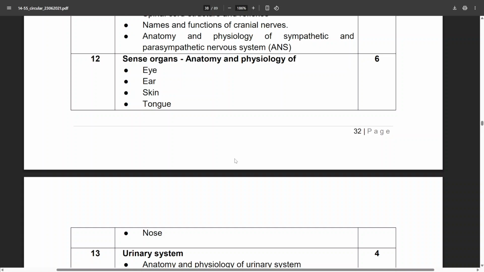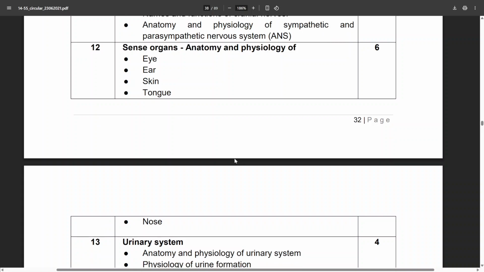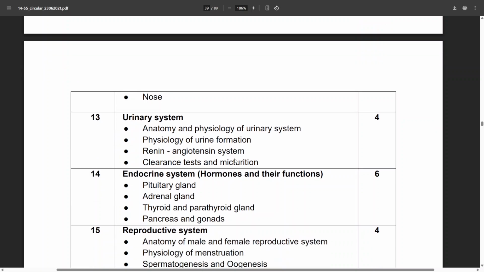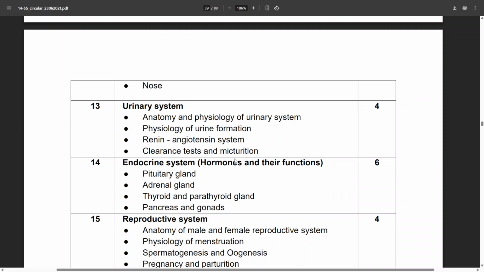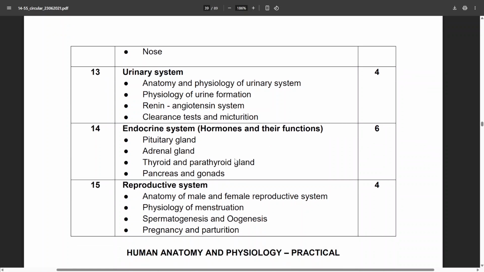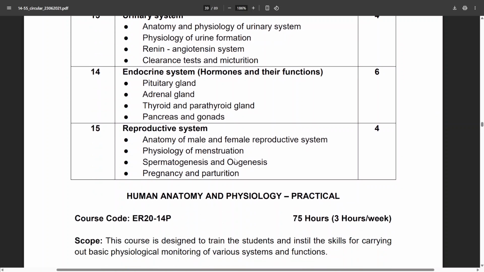Sense organs, chapter 12, anatomy and physiology of eye, ear, skin, tongue and nose. Chapter 13, urinary system, anatomy and physiology of urinary system, physiology of urine formation, renin-angiotensin system, clearance test and micturition. Chapter 14, endocrine system, hormones and their functions, pituitary gland, adrenal gland, thyroid and parathyroid gland, pancreas and gonads.